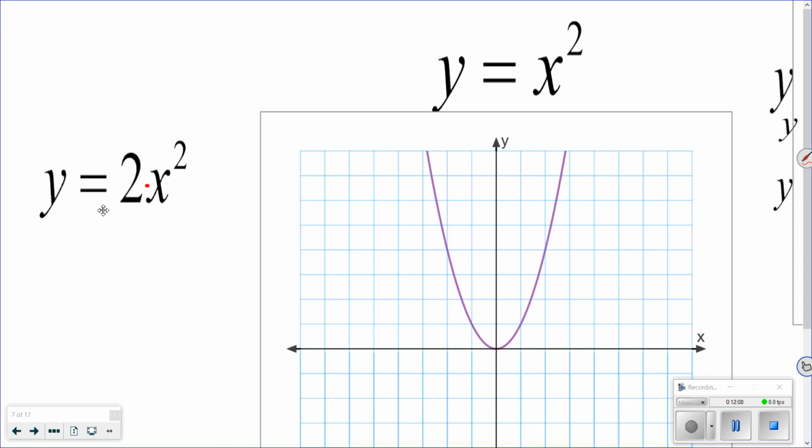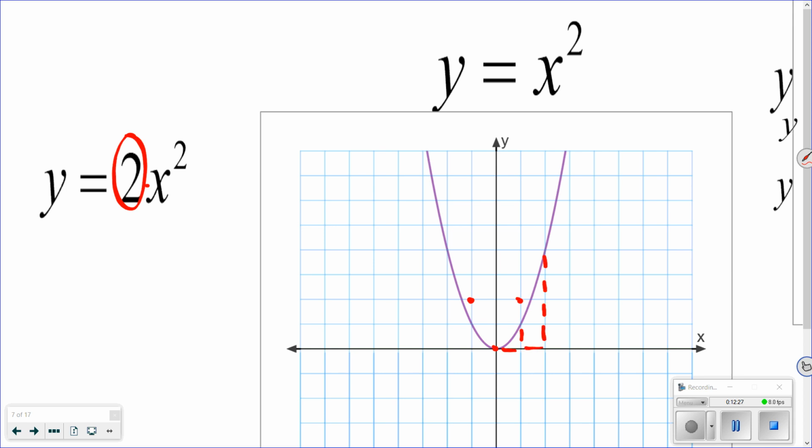So if a is 2, here's what's going to happen. My vertex doesn't move. It's still there in the center. But all I do is I times all my y's by 2. And this is what I mean. Normally I go over 1, up 1. Well, now I go over 1. Instead of going up 1, I go up 2. So over 1, up 2.